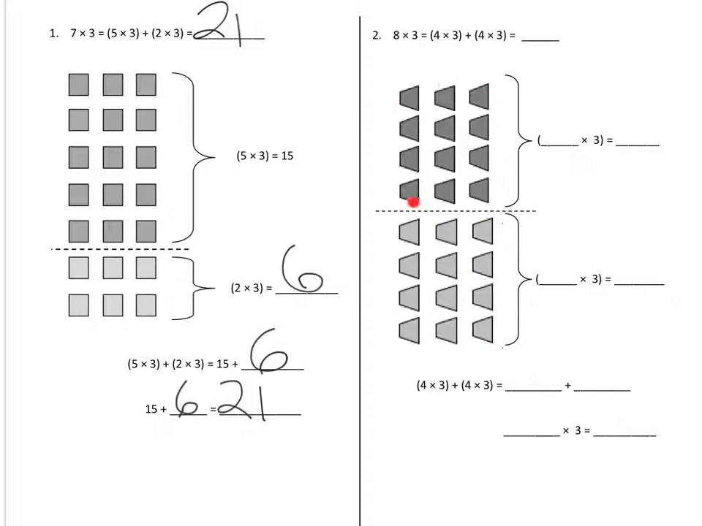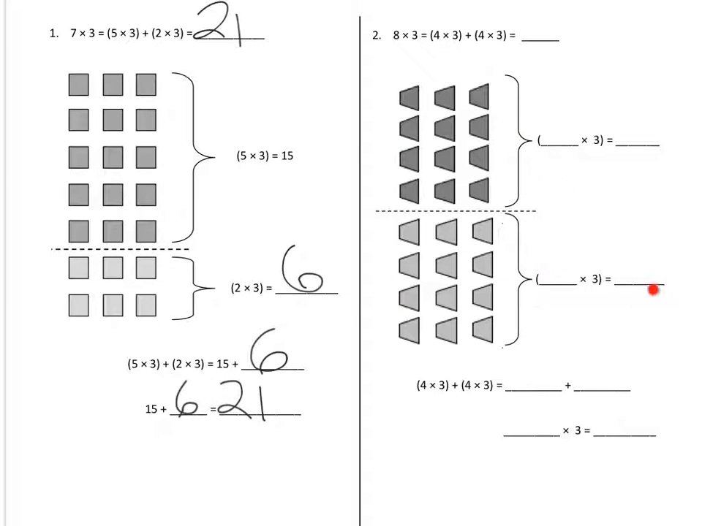Now this array is broken down into a 4 times 3 and a 4 times 3, because you'll notice that when we have 7 as one of our factors, we use a 5 and a 2. When I have 8 as my factor, I use a 4 and a 4, because I have 4 times 3 and 4 times 3. What do you notice about those? They're the same thing. So whenever I figure out one, well, I automatically know the other, so that makes it really nice. So 8 times 3, I have a 4 times 3 array and a 4 times 3 array.